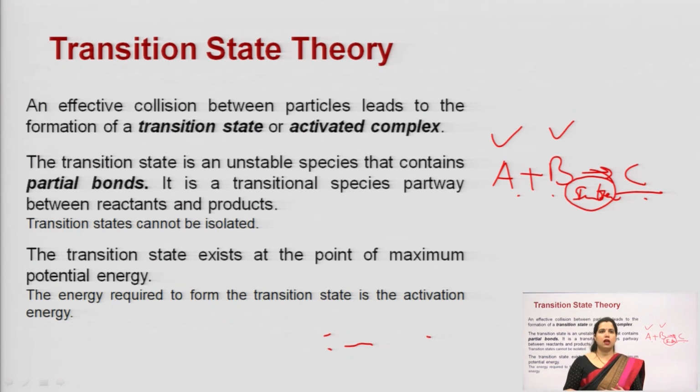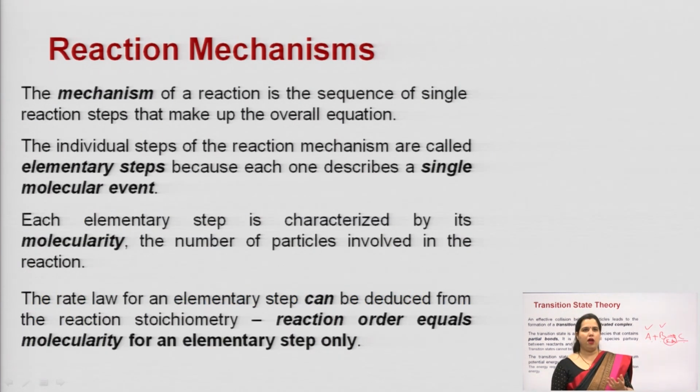The transition state exists at the point of maximum potential energy. This state, which produces unstable species, is known as the transition state, and it occurs at the maximum potential energy. The energy required to form the transition state is the activation energy. Using this activation energy, reactants collide with each other and form different unstable species to give the desired final product. So, activation energy is required to form this transition state.